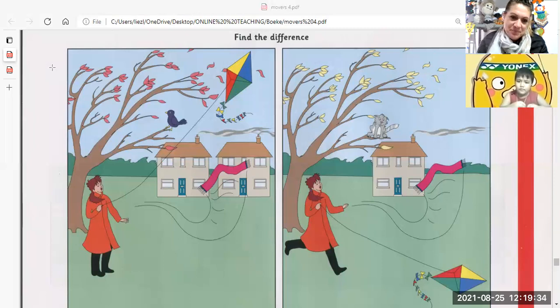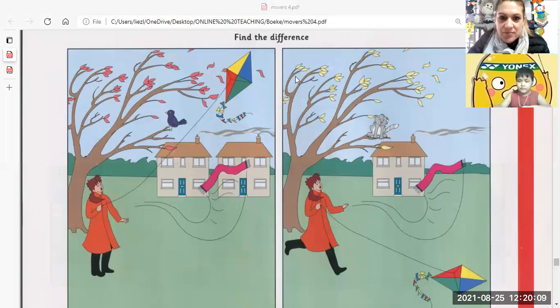And the bird? But in the first picture, there is a bird in the tree. Okay. And in the second picture? In the second picture, the cat is in the tree. There is a cat in the tree. Yes, good job. Well done, Wai Dong.